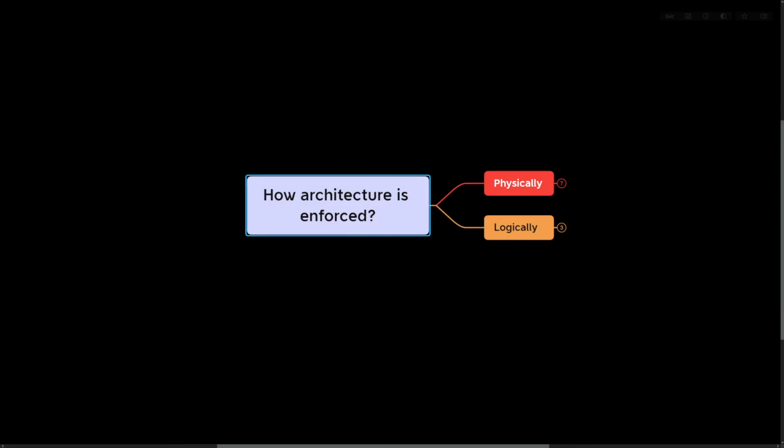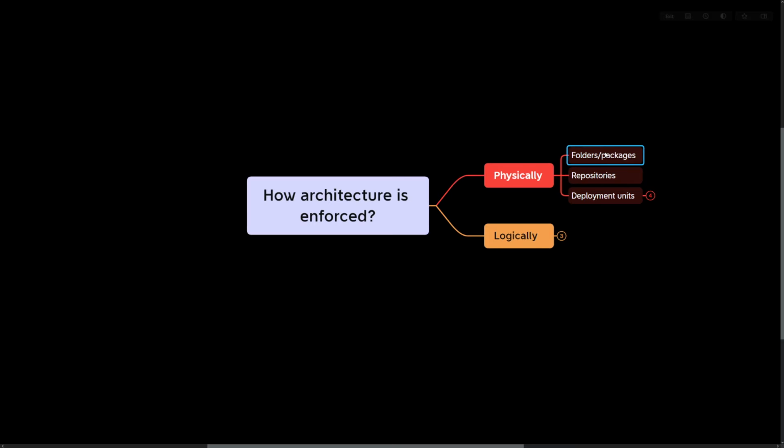And now, when we know why we need an architecture, let's understand how the architecture is enforced and what it consists of. An architecture can be enforced physically and logically. So how do we physically enforce a software architecture? First of all, we can use folders and packages. The different parts of the software would go to different folders or packages.